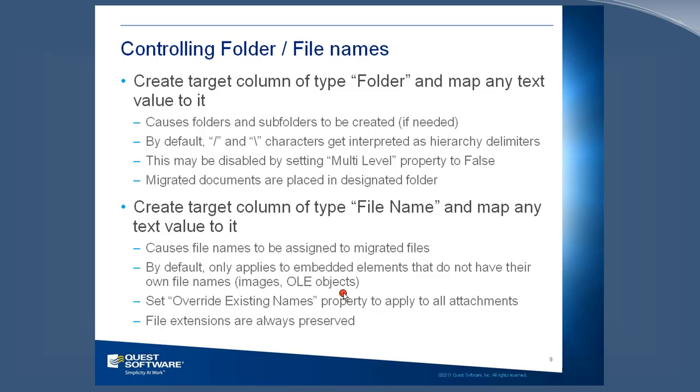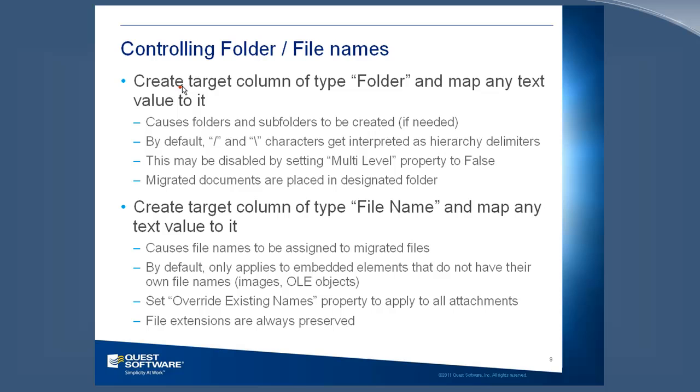If you want to really take control, you can set the override existing names property on that column, and then we're going to override the name even if it already has a file name. So we're actually going to change the attachment name, and we'll change it to whatever you want us to change it to, and we'll always preserve the file extension. So let's say you map subject to file name and you set override existing names to true. The attachment might have been called mycomments.txt. We're going to override it to subject.txt. So you get some control over what the new attachment names are.